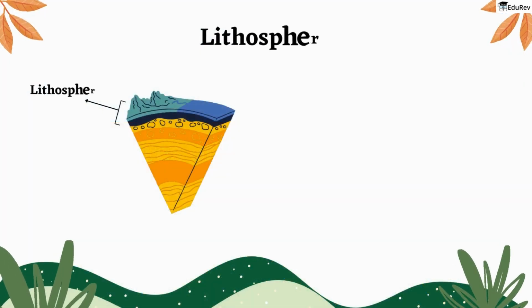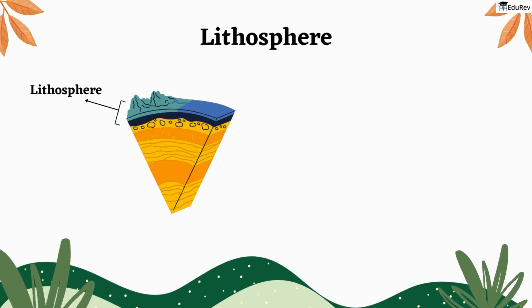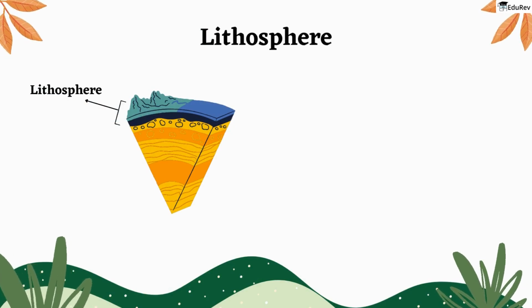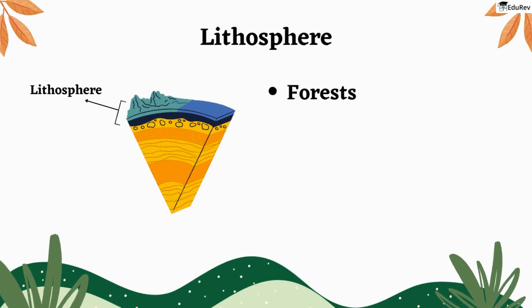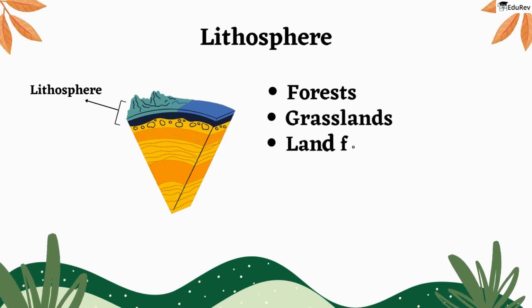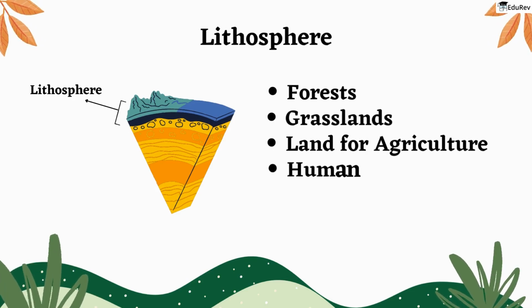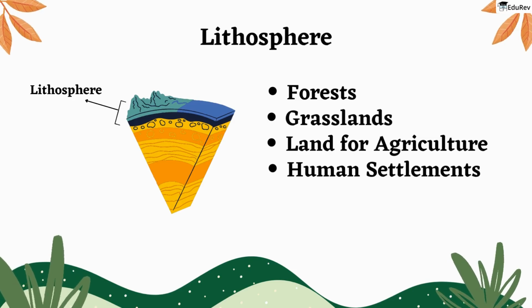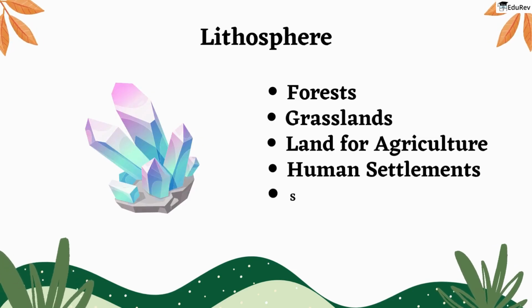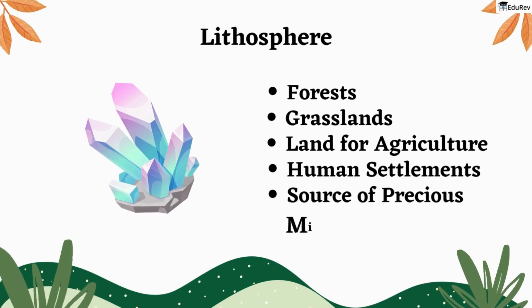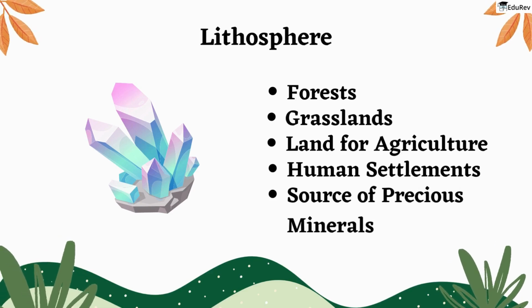First up, we have the lithosphere, the hard top layer of the earth. This is where we get our beautiful forests, grasslands, and land for agriculture and human settlements. And hold on tight because the lithosphere is also a source of precious minerals that we use in our daily lives. Can you believe it?